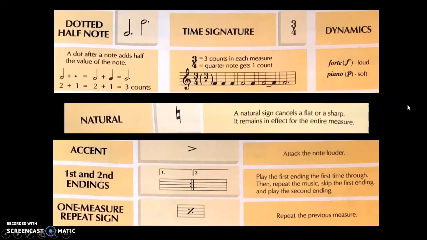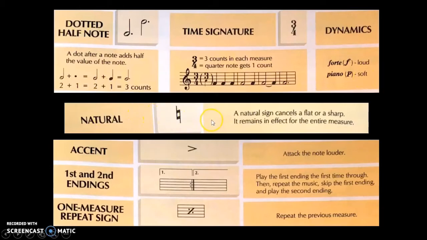Dynamics. Dynamics tells us whether to play loud or soft. And forte is abbreviated with this fancy F, and that means to play loud. Piano is abbreviated with this little P, and that means to play soft.